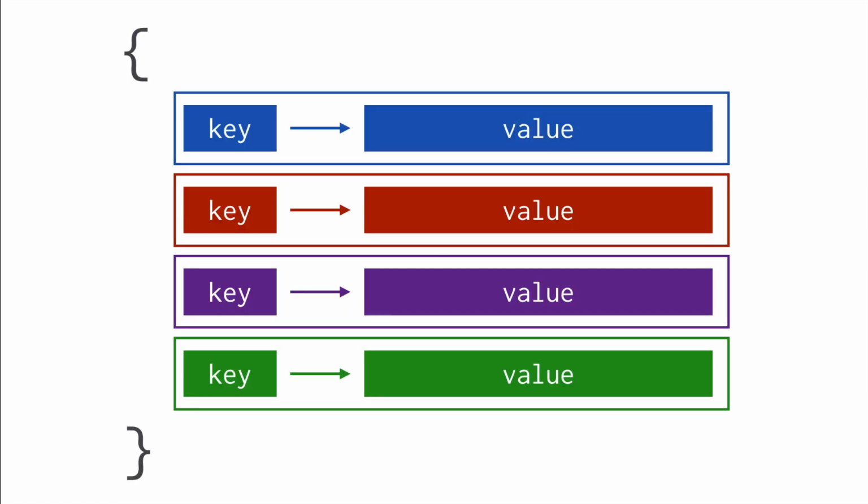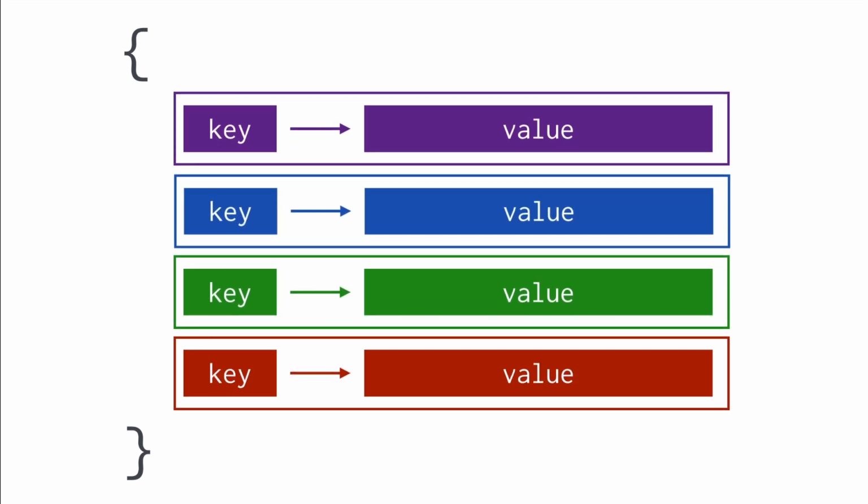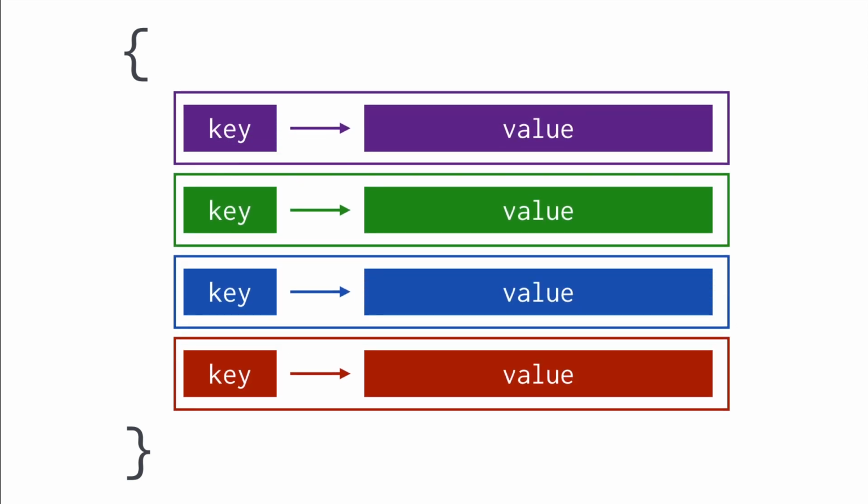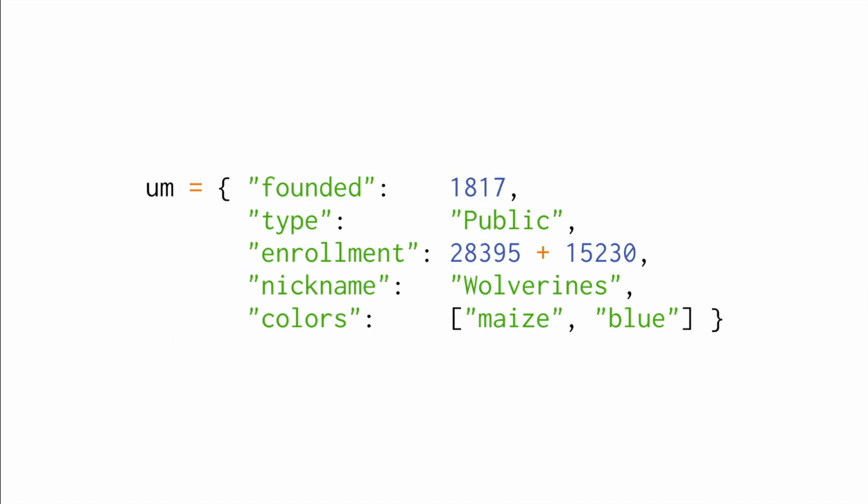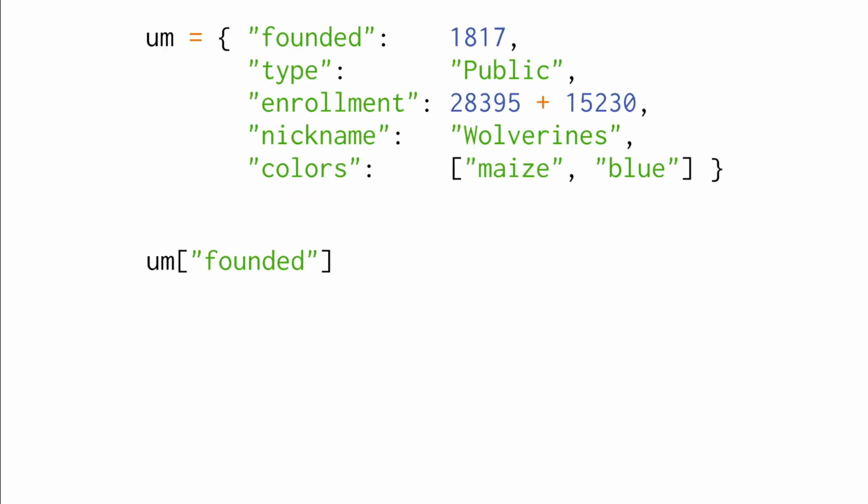It's important to note that dictionaries have no ordering between these key-value pairs. It's not that Python actually is randomly shuffling these key-value pairs, it just doesn't guarantee any ordering amongst them. So let's say that we have a dictionary that stores information about U of M. We can ask for things like U of M sub founded, and we get the value associated with that key. But if we ask for the first value, then we get a key error because there is no first value. They're just keys in no particular order. And here, there's no key 0.